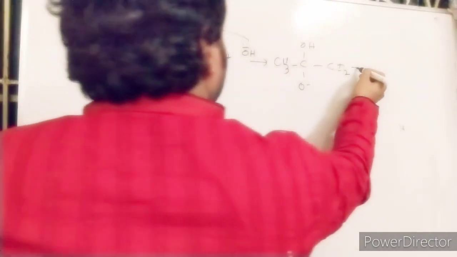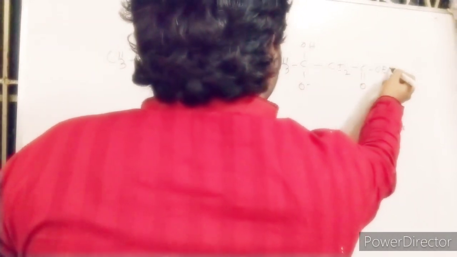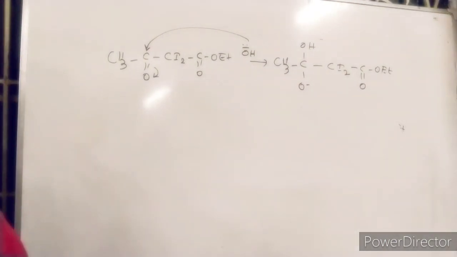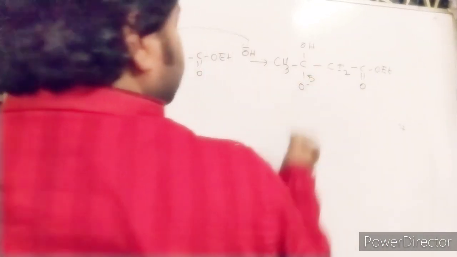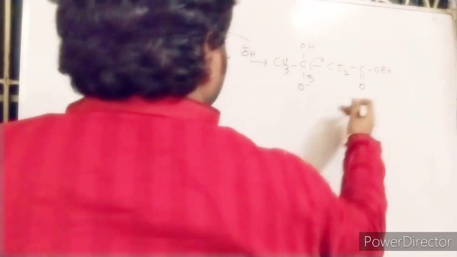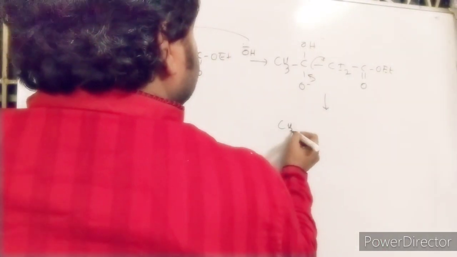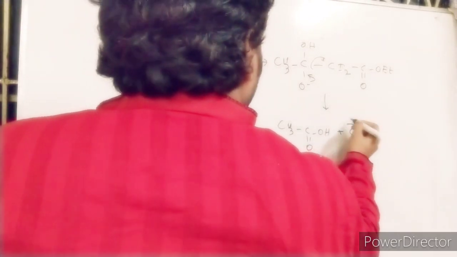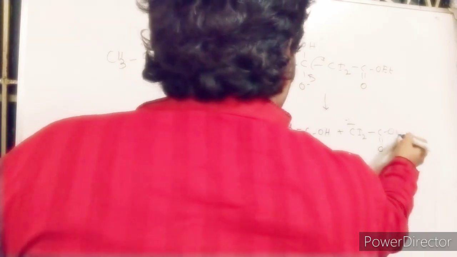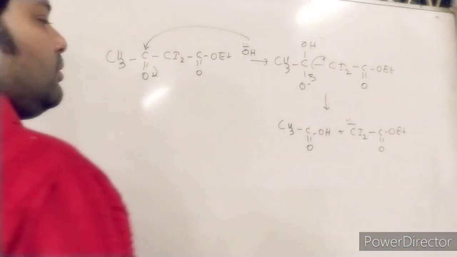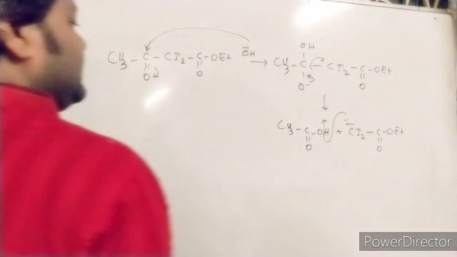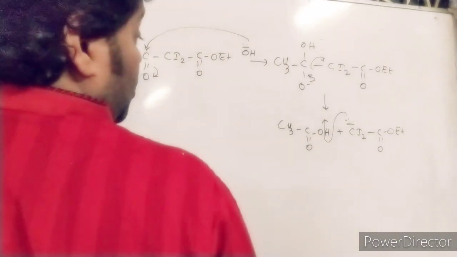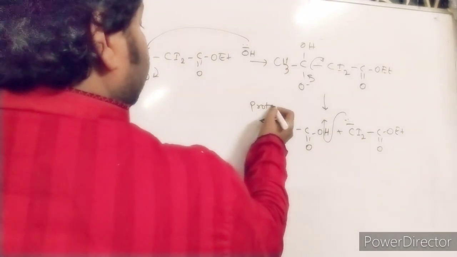OH, CI2, COOET. Making sense? Fine. It will come back. This is a leaving group, a good leaving group rather. So that will give you CH3COOH plus CI2 minus COOET. This minus charge will come and take this H plus out. So proton transfer.